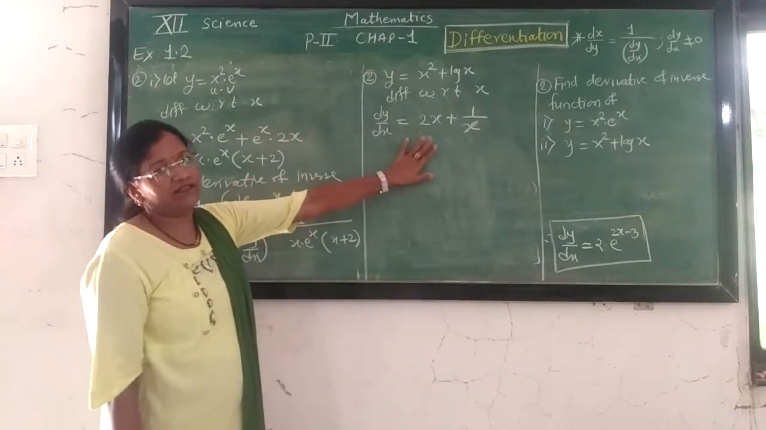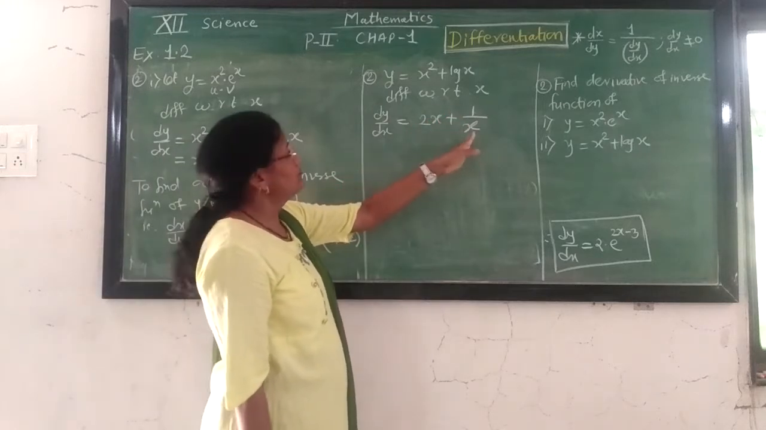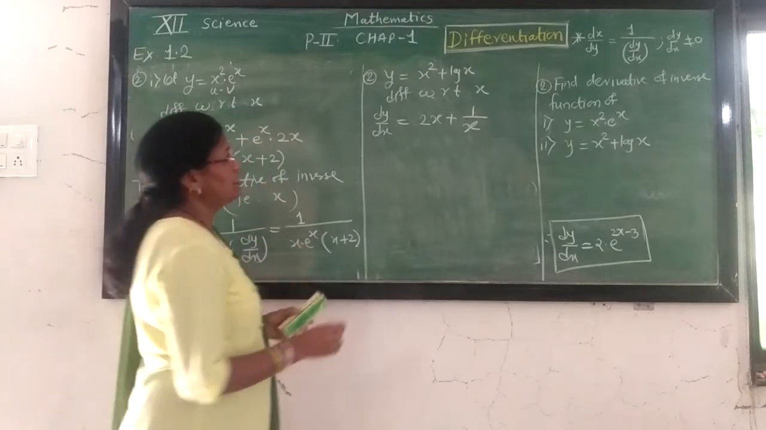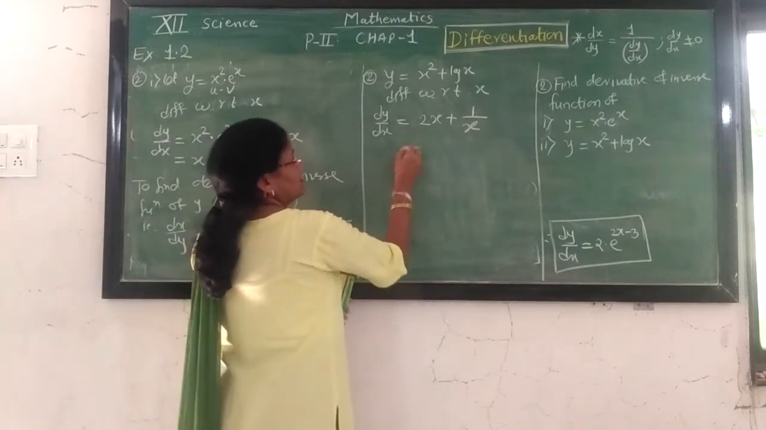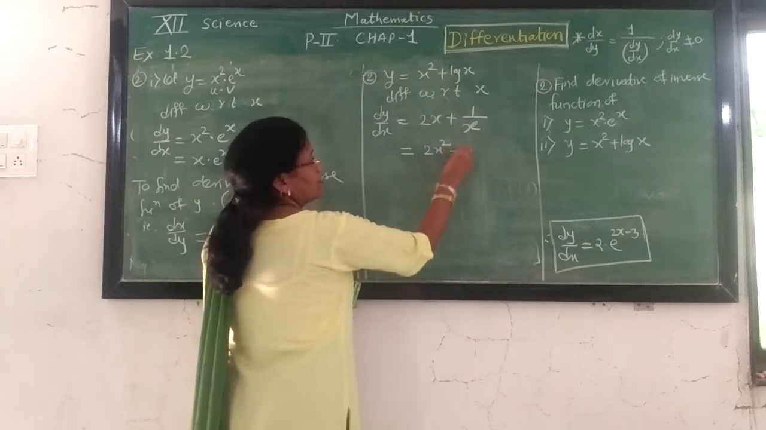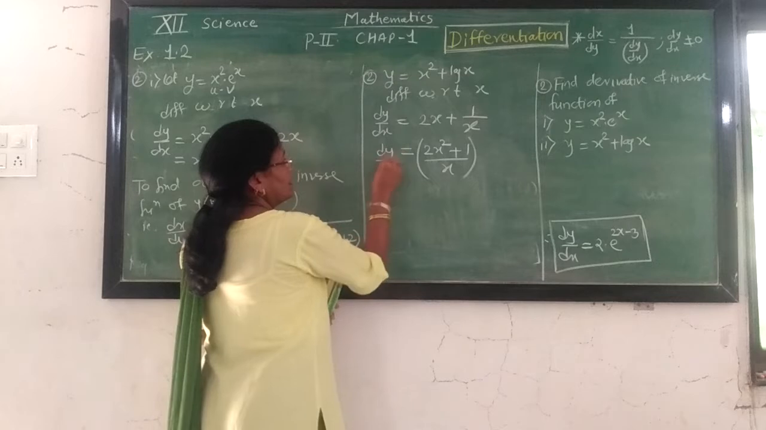Here you again take x common. So we get 2x plus 1 upon x, but we directly simplify it, and after cross multiplication the value becomes 2x square plus 1 upon x. This is the value of dy by dx.